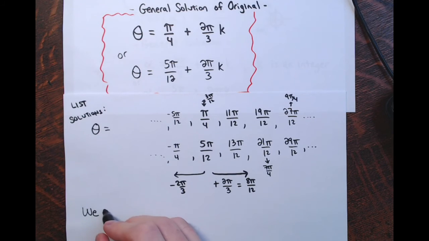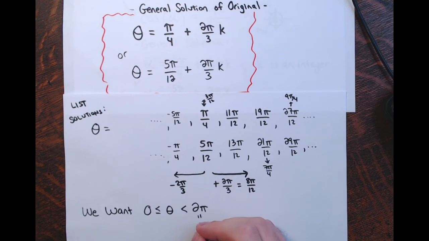We just want the solutions to this equation that are between 0, right, the values of theta from 0 to 2 pi, including 0 but not including 2 pi. Now 2 pi is 24 pi over 12, if you write it with a denominator of 12 like the others. So which of these solutions I've mentioned fit the bill?